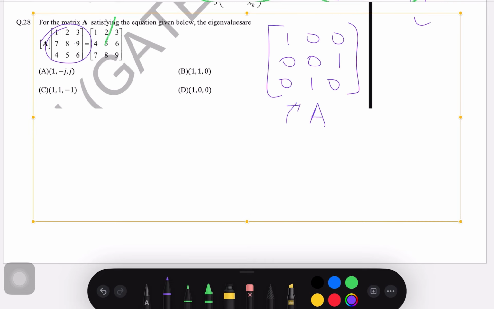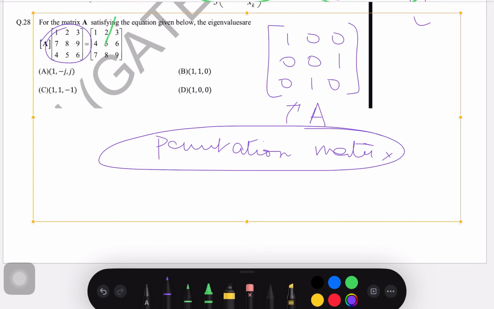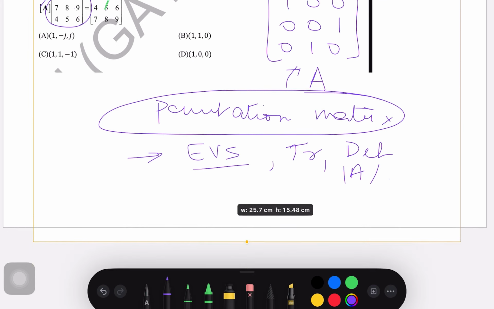Now I need to find the eigenvalues, which is very simple. If you want to go into the details of permutation matrix, this matrix is known as a permutation matrix. If you want to go in all the details about permutation matrix, about how its eigenvalues are, what is its trace, what is its determinant, all those things, you can message me in the comment section. I will provide the link to you, in which they're telling all the properties of the permutation matrix.